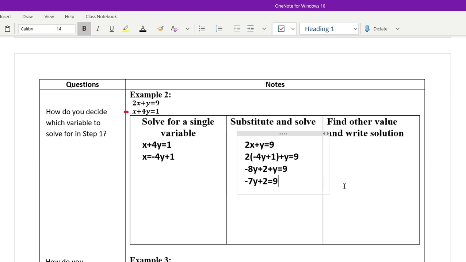Now I'm down to a two-step equation. I have a constant and a coefficient. I want to subtract both sides by 2. Subtract by the coefficient, or the constant, sorry. You want to subtract by the constant, and then you want to divide by the coefficient. This leaves us with y equals -1. We have a value for the y variable.